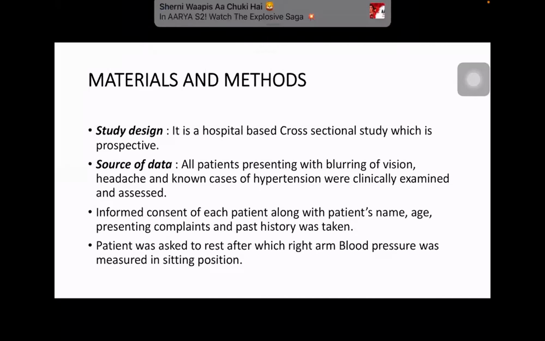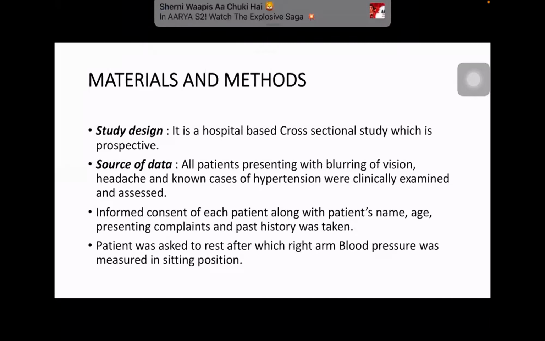Exclusion criteria: non-consenting cases, children less than 18 years of age, pregnant patients, patients not willing to give written informed consents, patients with any media opacities or any ocular trauma such as blunt and penetrating injuries, or any other history of other systemic illnesses.